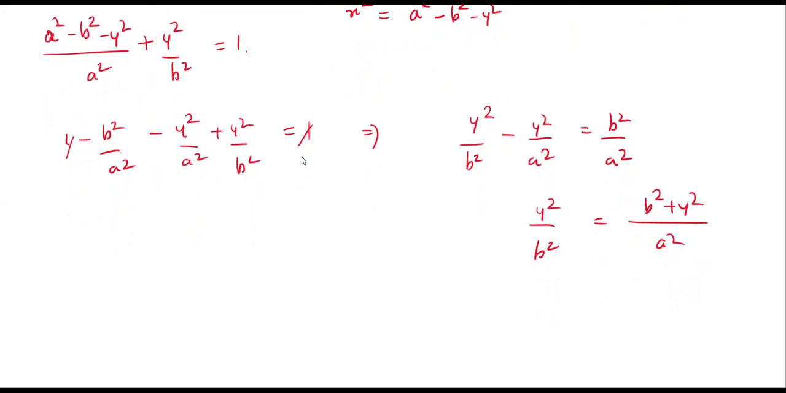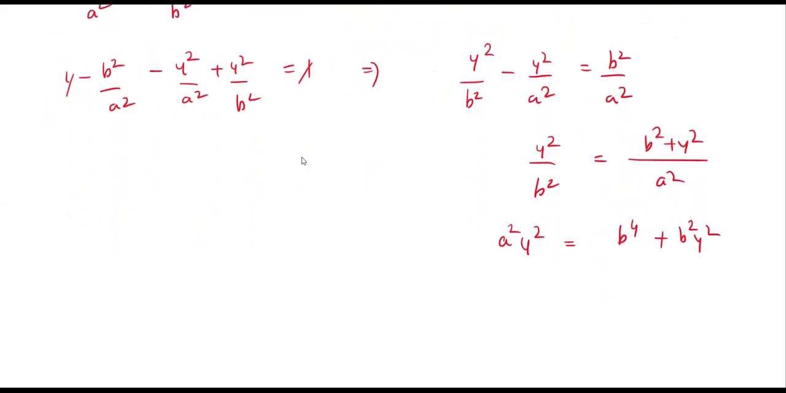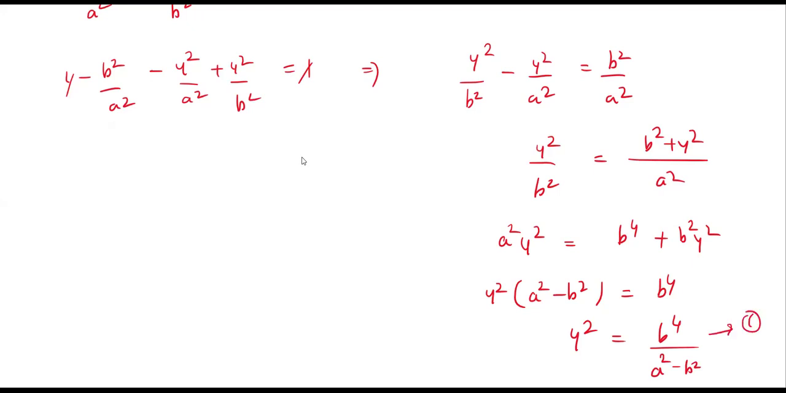Let's simplify this. You'll get a square y square equal to b power 4 minus b square y square. Sorry, plus b square y square. My mistake. So when you bring it to this side, I'll get y square times a square minus b square equal to b power 4, or y square will be b power 4 by a square minus b square. Keep this in mind. This is y square, that is the y coordinate of this triangle.